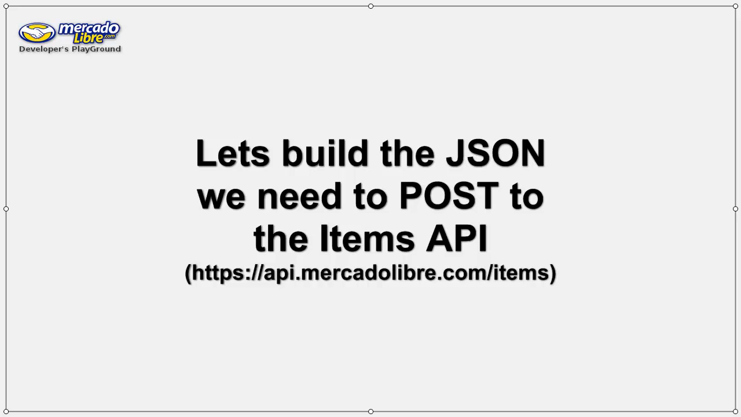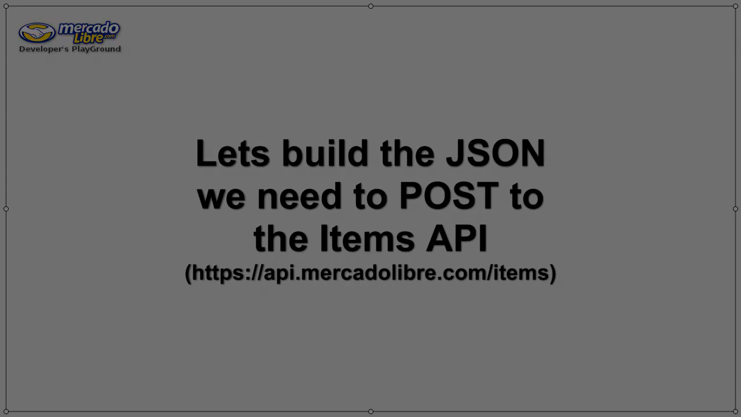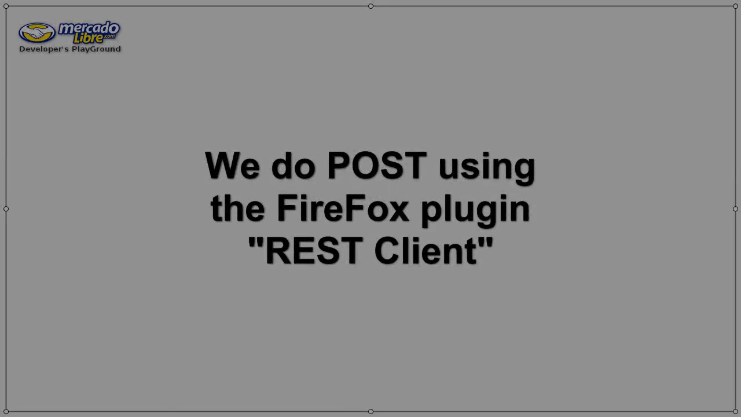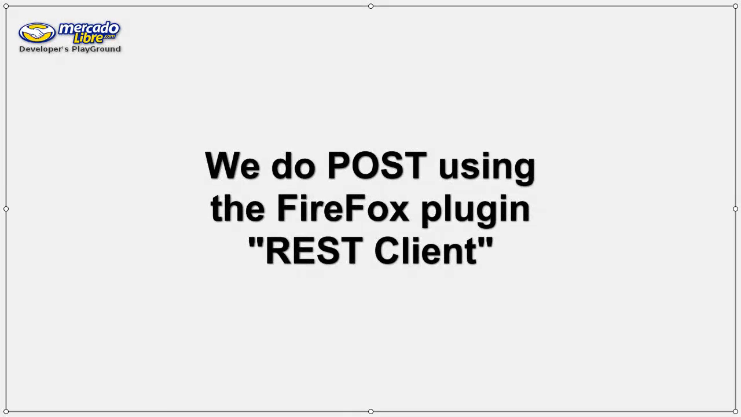The items API is the one we will use to make the post that will list the item. We are now able to create the JSON needed to make the post. We will have to make two posts, one to create the item and the other to associate the description text with the item. We can see the minimum necessary structure where we can review the main attributes. Site_ID, title, category, buying mode, listing type, selling condition, and the marca and modelo attributes, which are specific to the category. In this example, we will use the REST client for Firefox to create the post.